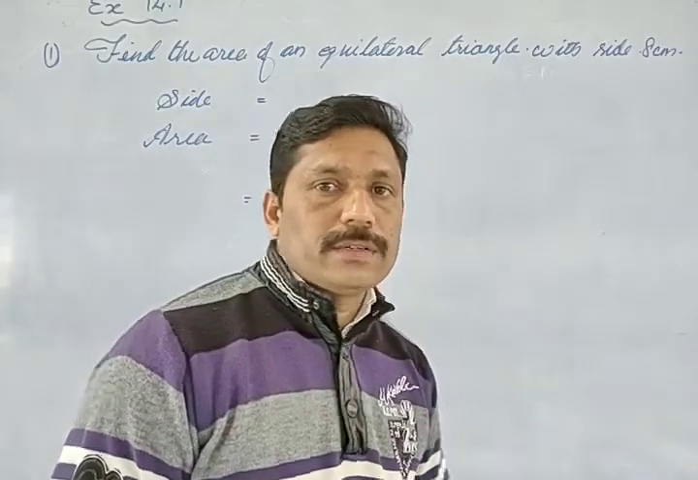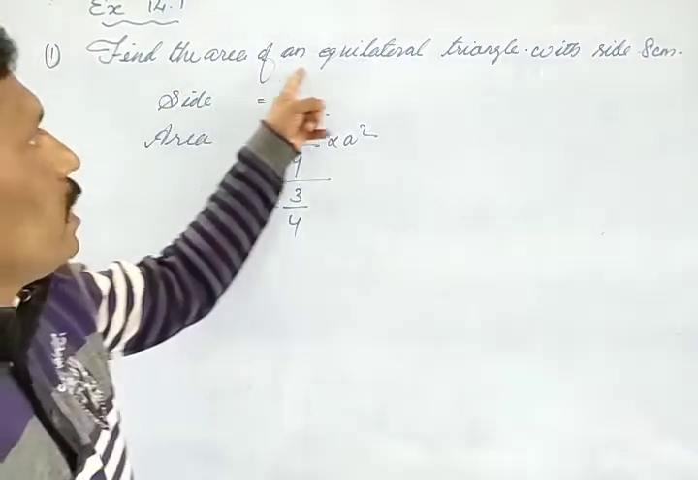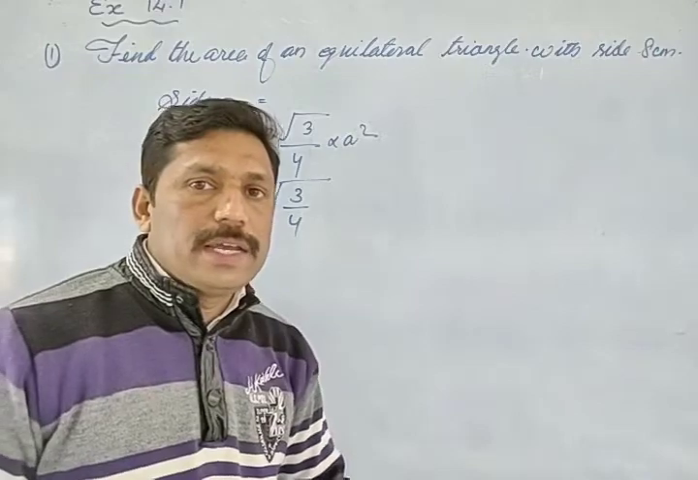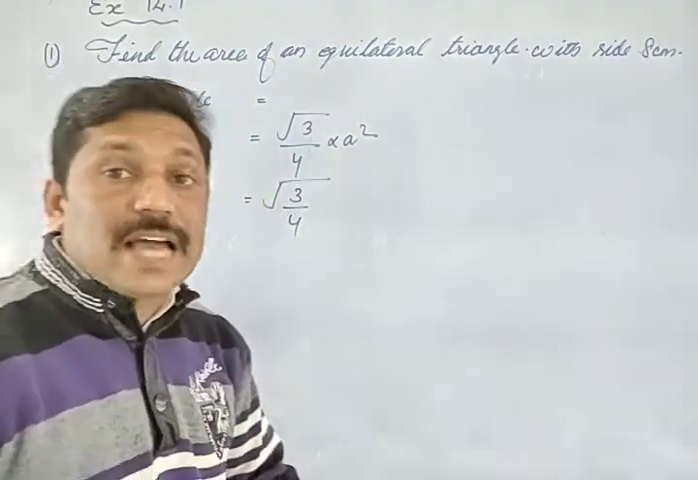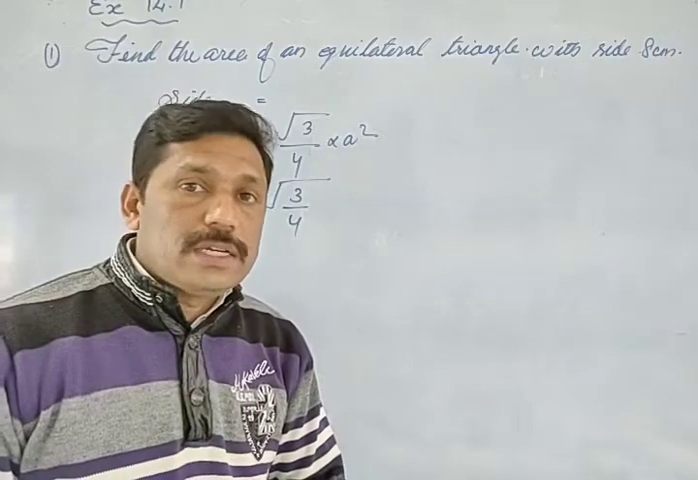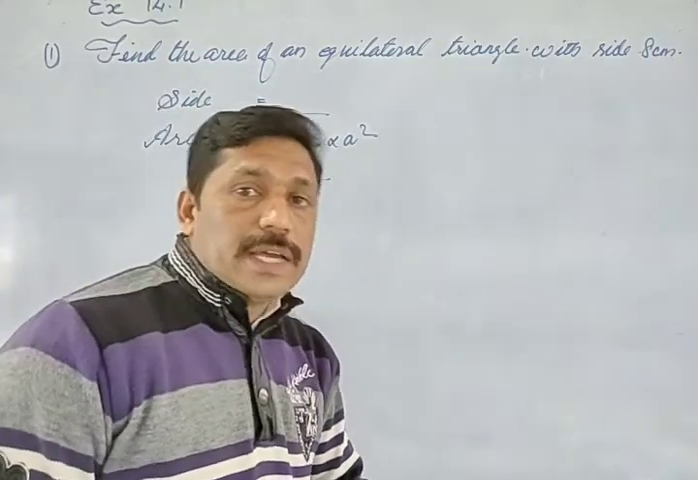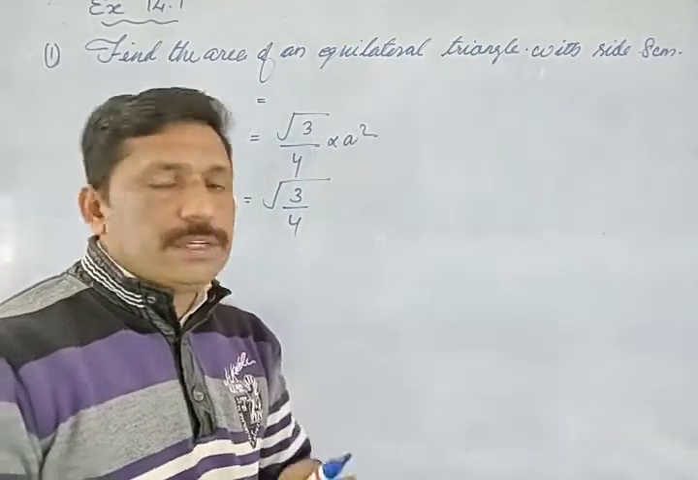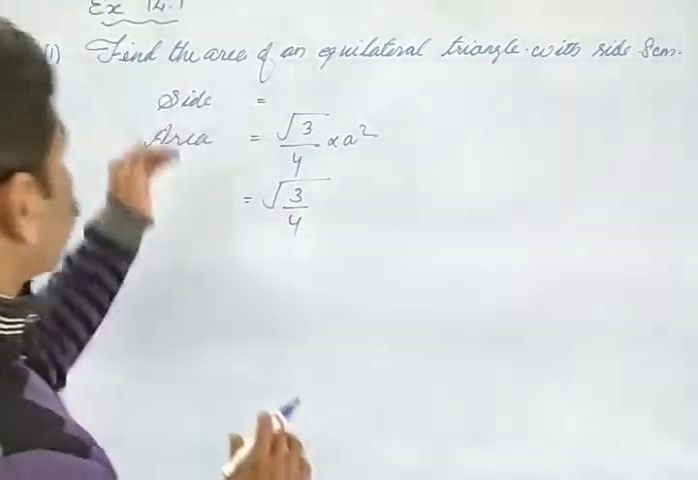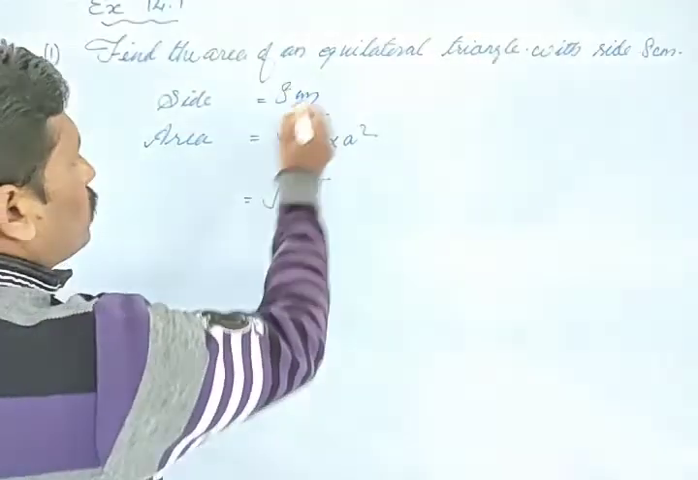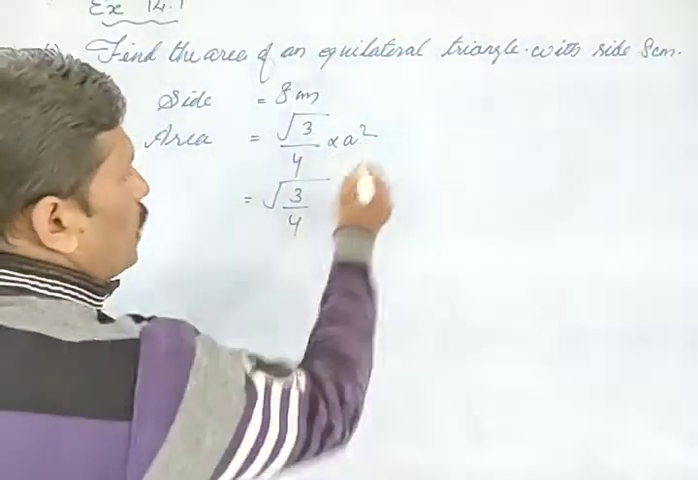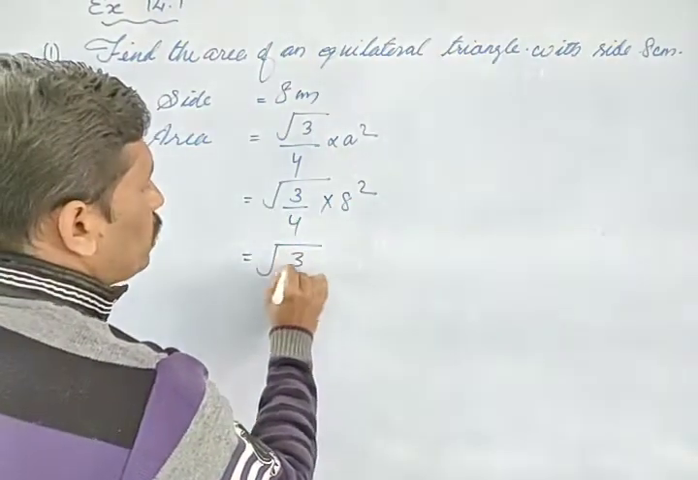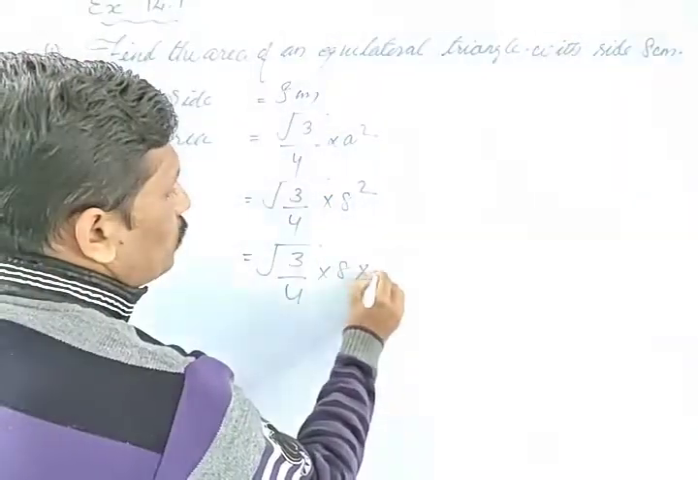Students, look at the first question. The question is, find the area of an equilateral triangle with side 8 cm. We have to find the area of this equilateral triangle with side 8 cm. You know that the formula to find out the area of equilateral triangle is root 3 upon 4 into a square. Here side is 8 cm, and area is root 3 upon 4 into a square. A means side, 8 square. That is equal to root 3 upon 4 into 8 into 8.